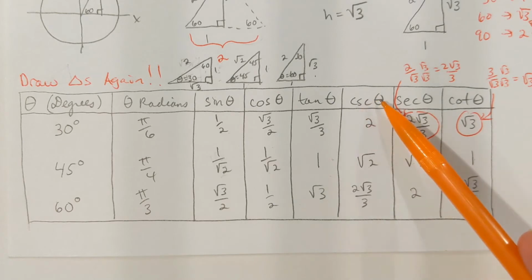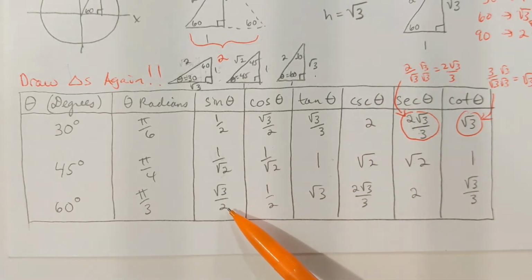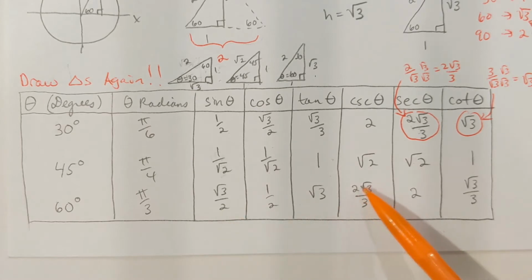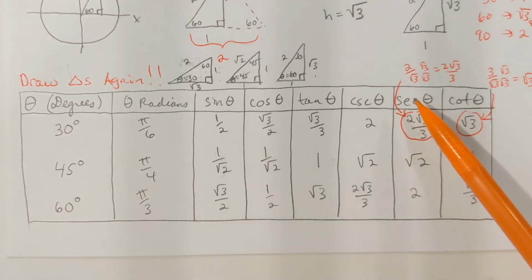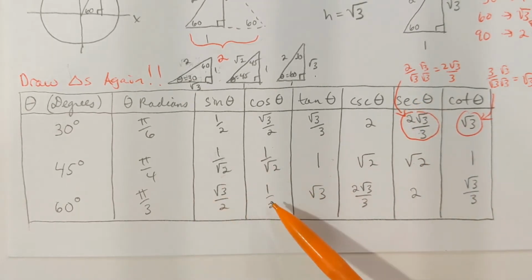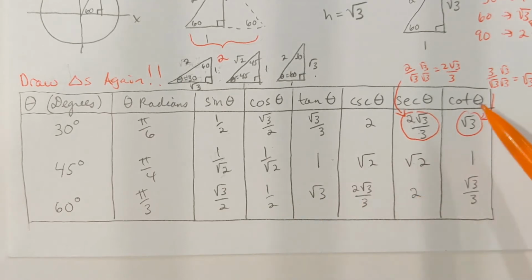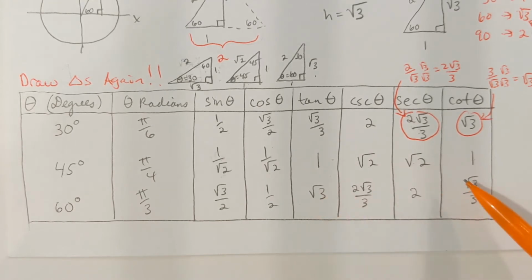And then cosecant of pi over 3, that'd be the reciprocal of sine of pi over 3. That'd be 2 divided by root 3, or 2 root 3 over 3 if you rationalize the denominator. Secant of pi over 3 is the reciprocal of cosine of pi over 3, so it's going to be 2 over 1, which is 2. And then cotangent of pi over 3, that's the reciprocal of tangent of pi over 3. Root 3 over 1, when you switch the numerator and denominator, would be 1 over root 3, or root 3 over 3 if you rationalize the denominator.